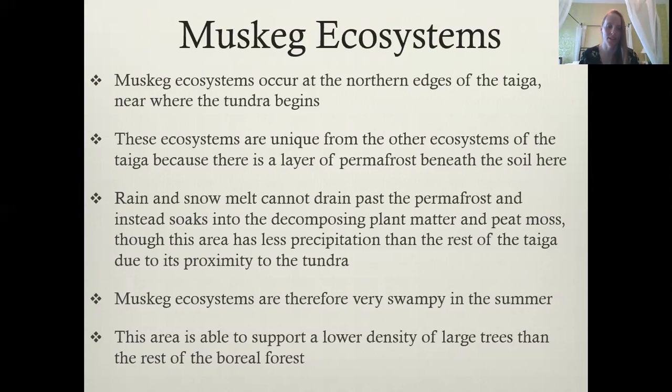of the permafrost. This area is able to support a lower density of large trees than the rest of the taiga because the usable soil is so shallow. So you can't have big tree roots going deep into the soil because they also can't get past the permafrost.